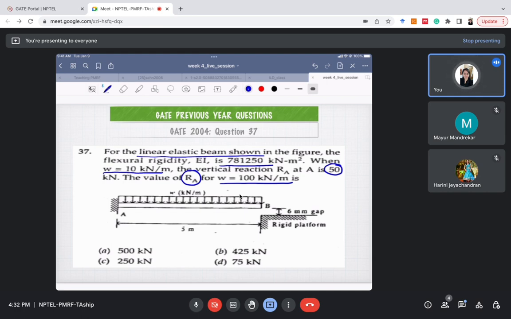If we are saying that for 10 kilonewton the vertical reaction is 50, one can simply guess for 100 kilonewton, since it is a linearly elastic beam, that it should be 500 kilonewton. Okay, so 500 kilonewton is also one option here, but it is wrong. Let's see how.